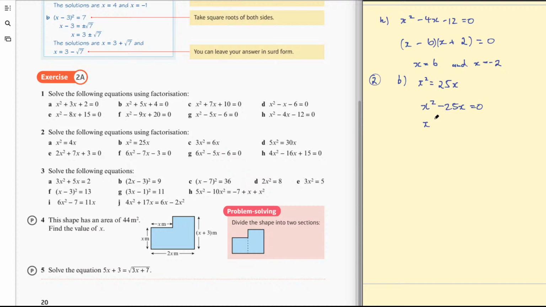Then factorize the x out. So x factorized here would leave us with x take 25 equal to 0. And then my solutions are x equals 0 and x equals 25. Again, because one of these must equal 0 to get an answer of 0 between two products. And if x take 25 equals 0, x must be positive 25.